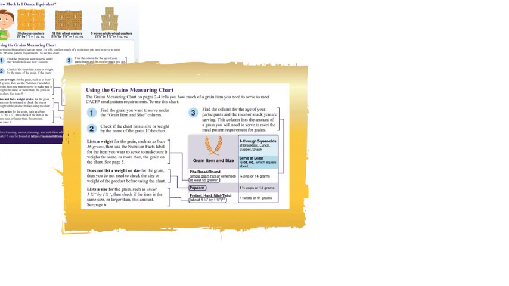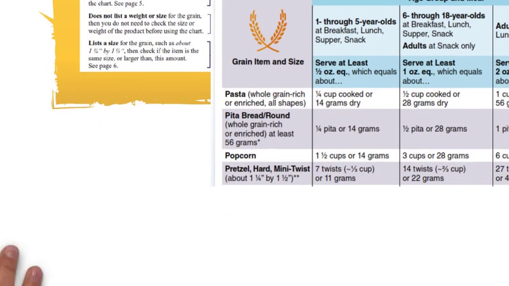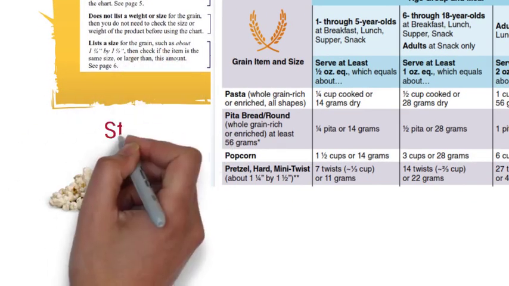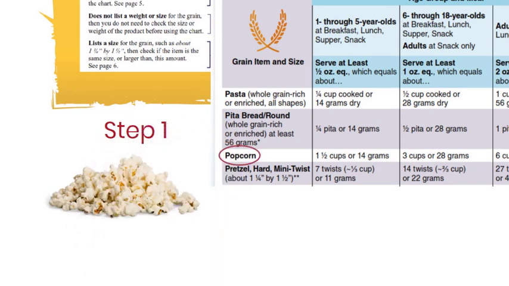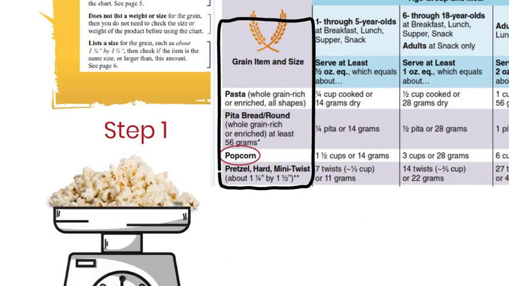You can find directions on how to use the chart on the bottom of the first page. To use the chart, the first step is to find the grain you want to serve under the grain item and size column. Let's say you want to serve popcorn at snack to 10-year-olds at your after-school site. The first step is to find popcorn in the grains measuring chart. After you find the item you want to serve, check and see if there is a size or weight by the name of the grain item. Popcorn does not have a size or weight listed by the name, so you don't need to first verify that the popcorn we want to serve weighs a certain amount or is a certain size. You can move on to the next step.